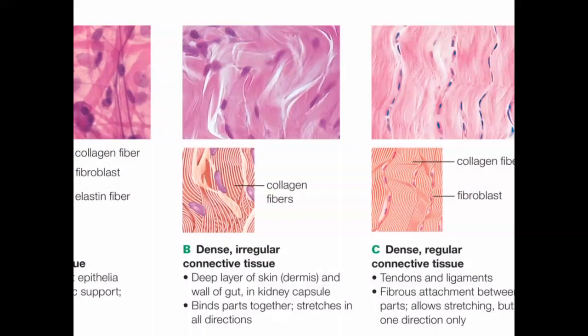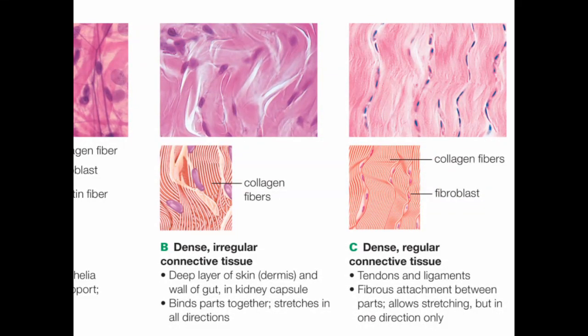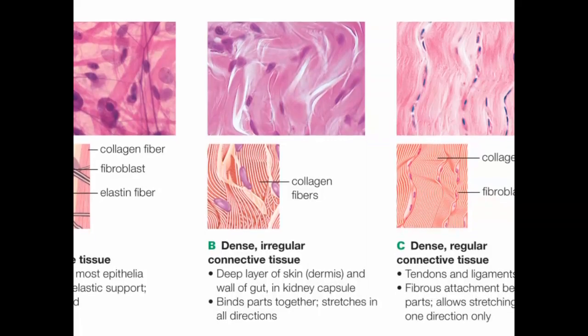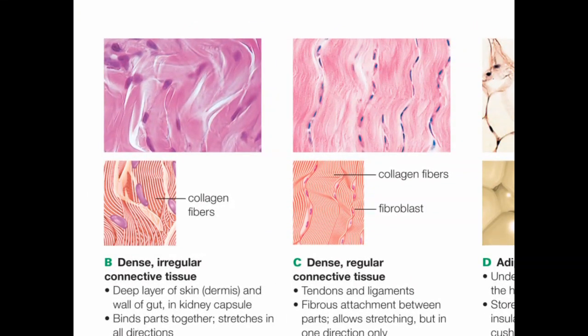In the next one, we have the dense, irregular connective tissues. They are found in the deep layer of the skin, that's the dermis, in the walls of the gut, and in the kidney capsules. As you can see, they are actually dense. In the previous image, you can see gaps or spaces between, but here they are very tightly packed together. So they are dense but irregular, as opposed to the dense regular.